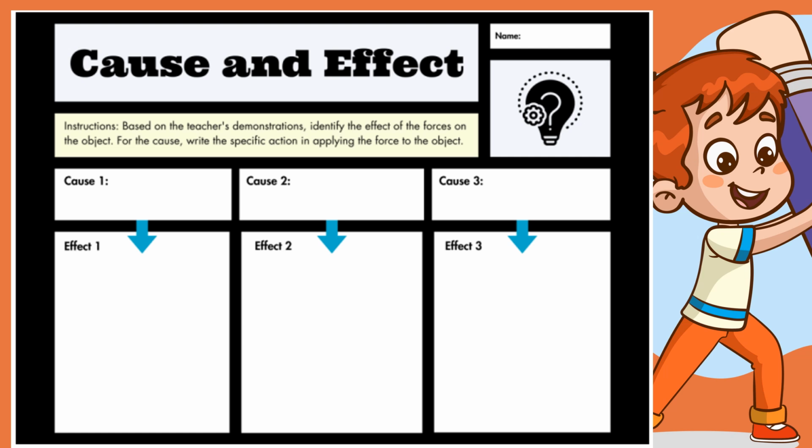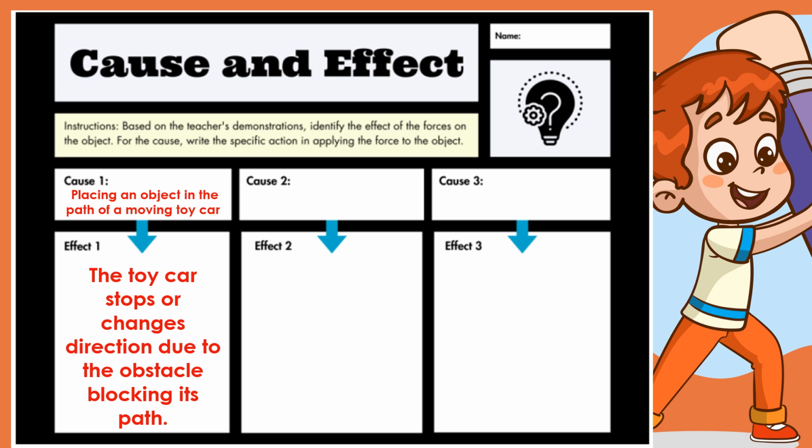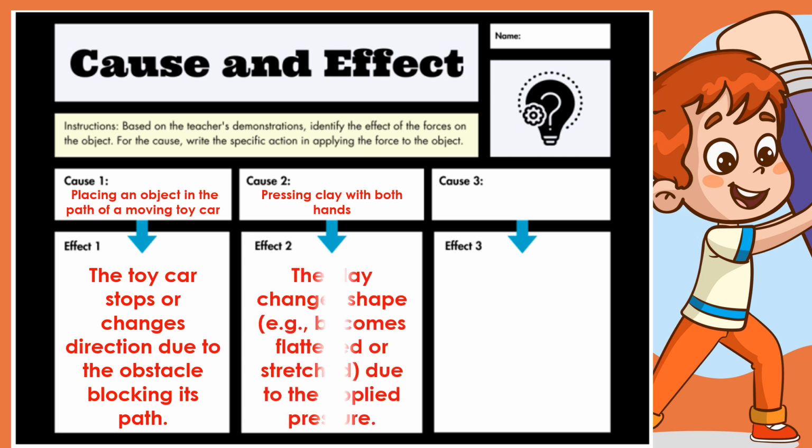Let us answer. Cause number 1, placing an object in the path of a moving toy car. Effect, the toy car stops or changes direction due to the obstacle blocking its path. Cause number 2, pressing clay with both hands. Effect, the clay changes shape, for example, becomes flattened or stretched due to the applied pressure.